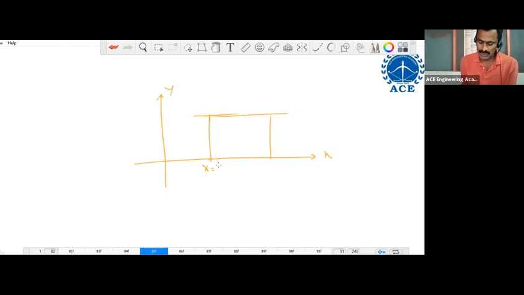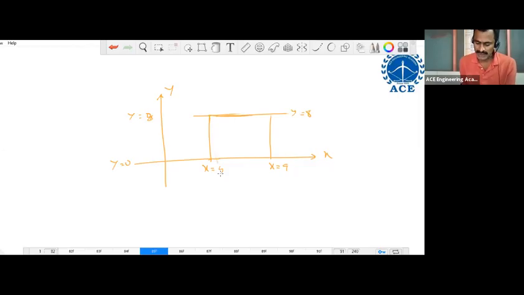Suppose this is x equal to 4. This is x equal to 9. This is y equal to 0. And this line is parallel to the x-axis. So this is at some y equal to 4, like this, or 8. It is the equation of the line y equal to 8.